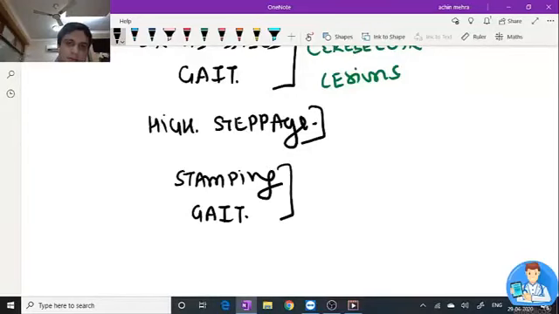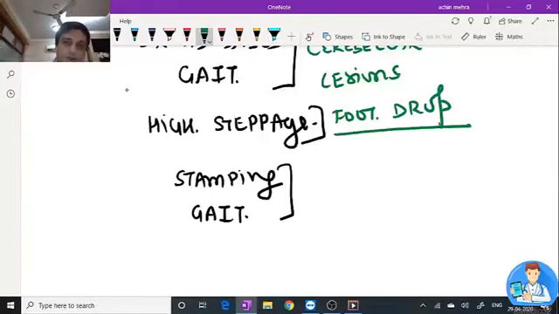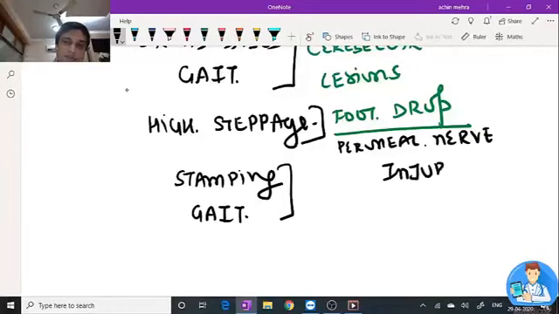Now, high steppage gait, remember this, write it down, is a gait disorder which comes in a foot drop injury. So there is an injury in the nerve known as a foot drop. This foot drop comes due to a peroneal nerve injury. There is a nerve which supplies the foot, the peroneal nerve, and due to some disorder, neuropathy, anything, it has been cut off from its supply, or rather the supply to the foot muscles is not going.